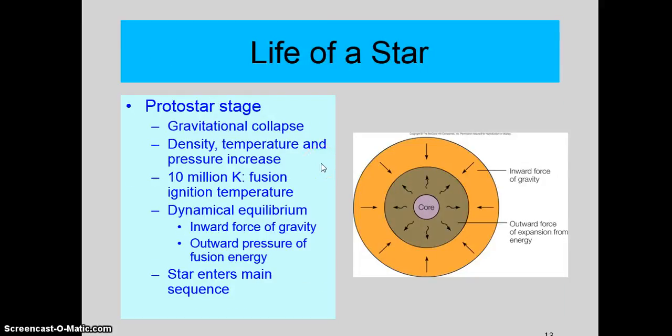The protostar, it's not technically a star yet. It's still undergoing gravitational collapse, and then when fusion takes place at the core, then it becomes a star. And you have this equilibrium between the inward force of gravity and the outward push due to fusion. And that's until the end of the star. And keep in mind, fusion is only taking place in the core.